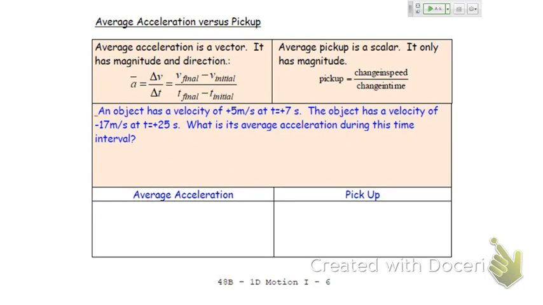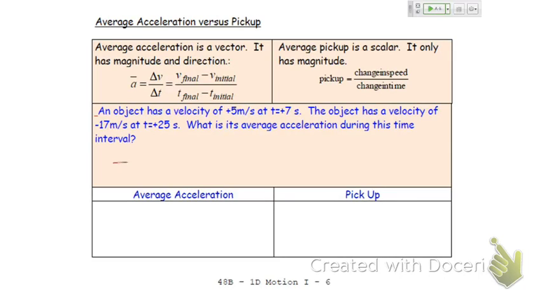Third bit, acceleration versus pickup. My average acceleration is my change in velocity over my change in time, which is my v final minus my v initial over my t final minus my t initial. Now, most people would call average pickup acceleration again, but I just want to have two different words. People talk about my car having a lot of pickup, meaning it accelerates really well, so I latched on to pickup as the colloquial term. Average pickup is a scalar, it only has magnitude, and it's change in speed over change in time.